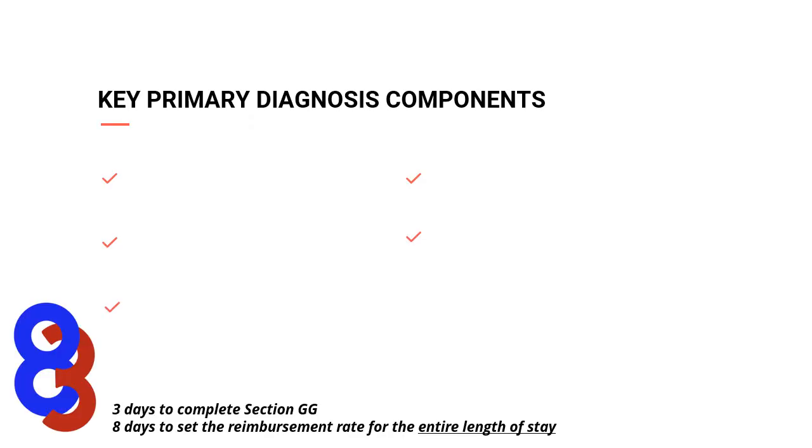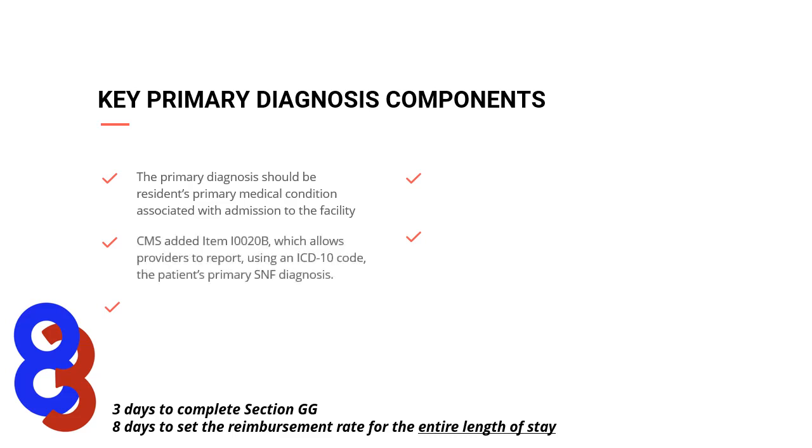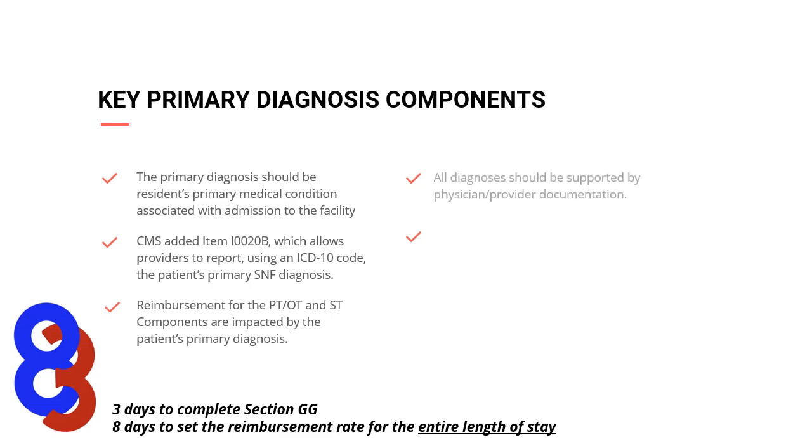Key primary diagnosis components. The primary diagnosis should be the resident's primary medical condition associated with admission to the facility. CMS added item I-20B, which allows providers to report, using an ICD-10 code, the patient's primary skilled nursing facility diagnosis. Reimbursement for the PT, OT, and ST components are impacted by the patient's primary diagnosis.